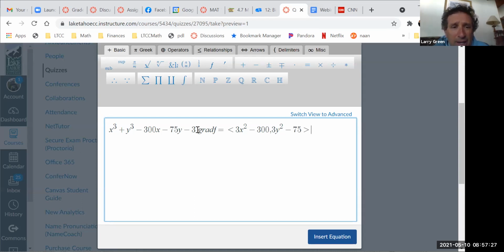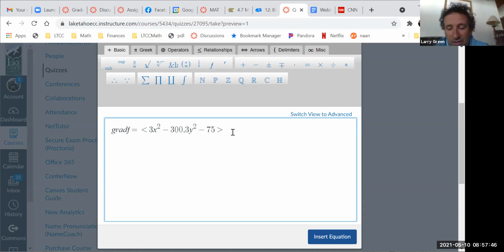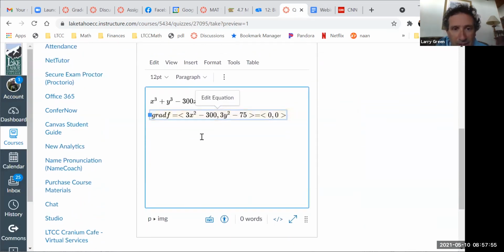Okay, and what do we do with that gradient? What's the point? So we found it, it's pretty. What's the point? Set it equal to 0 to find x and y. I like to say the 0 vector to remind yourself this is a vector, not a number. So we're going to set it equal to the 0 vector. Any questions so far?